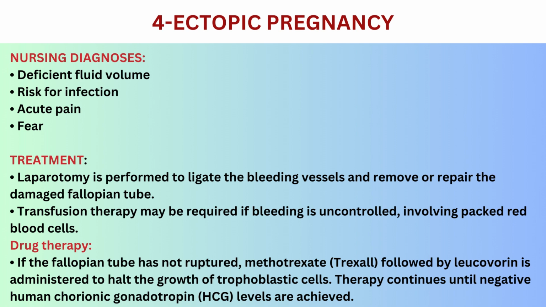The treatment includes laparotomy, performed to ligate the bleeding vessels and remove or repair the damaged fallopian tube. Transfusion therapy may be required if bleeding is uncontrolled, involving packed RBCs. As for drug therapy, if the fallopian tube has not ruptured, methotrexate (Trexall), followed by leucovorin, is administered to halt the growth of trophoblastic cells. Therapy continues until negative HCG levels are achieved.